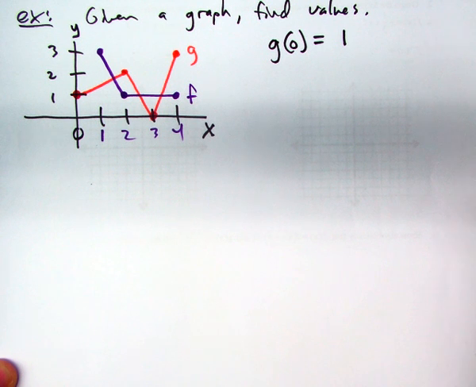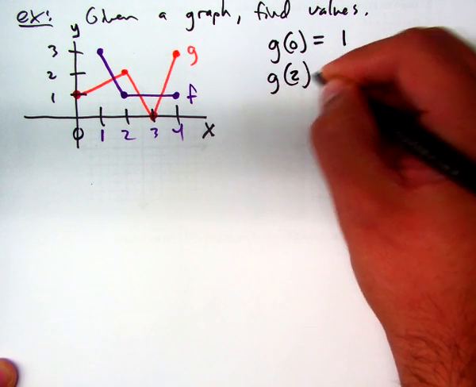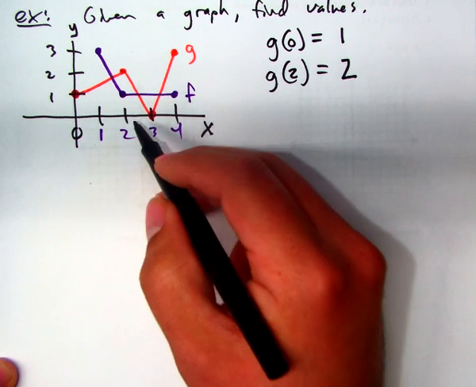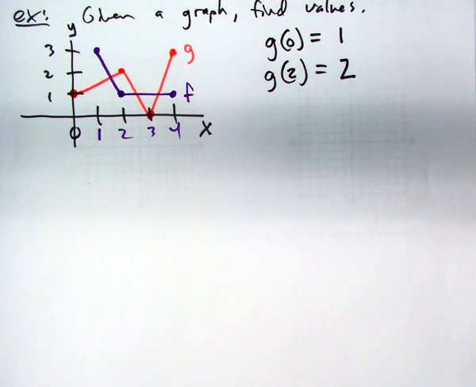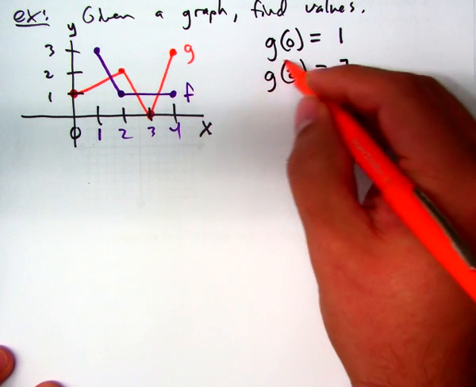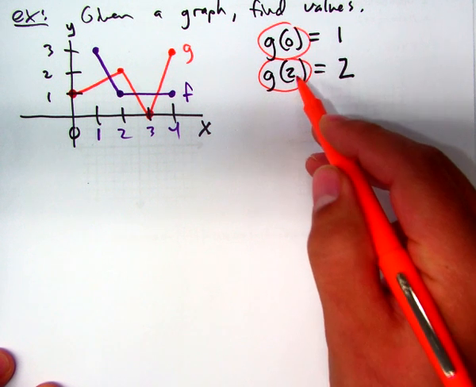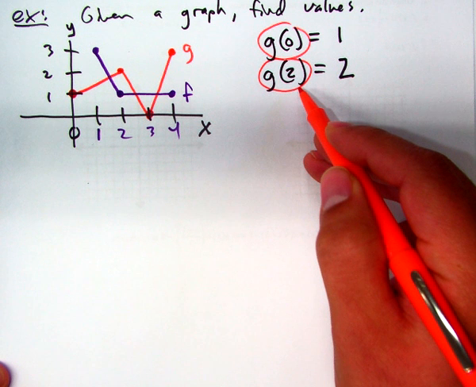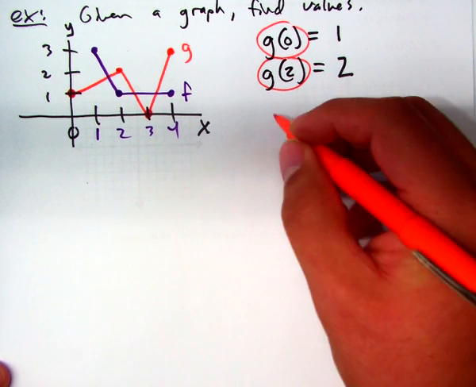Let's try another one. Let's say I want to find g of 2. It's going to be 2, because at x equals 2, the orange graph is up at y equals 2. This whole thing, g of x, represents a y value. This means find the y when x is 0. Find the y when x is 2. Yes?